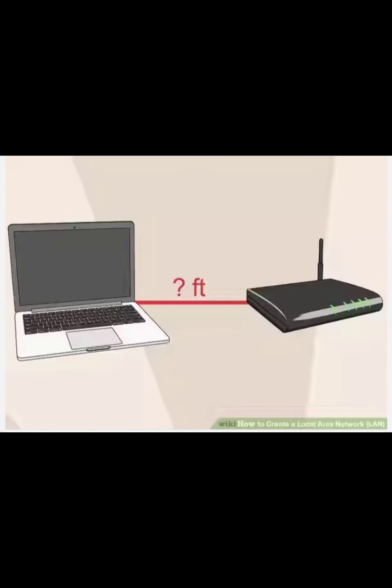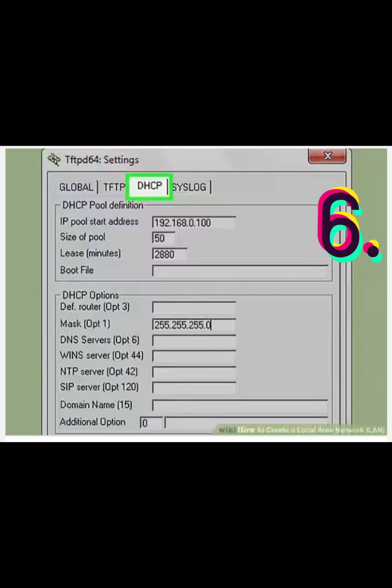Ethernet cables cannot reliably transfer data at lengths larger than 100 meters or 328 feet. Set up one PC as a DHCP server if you're using a switch.